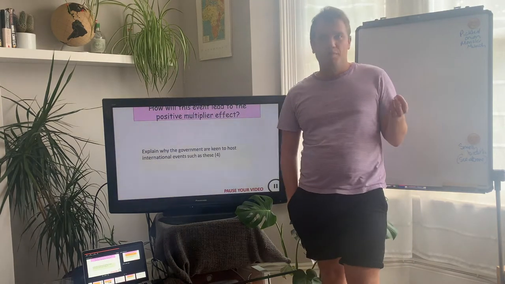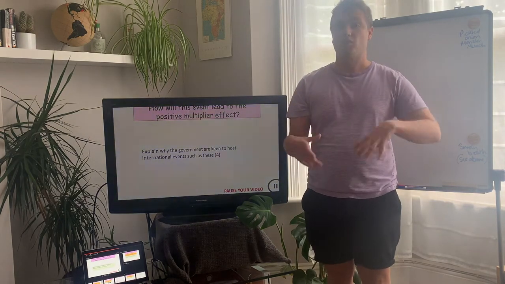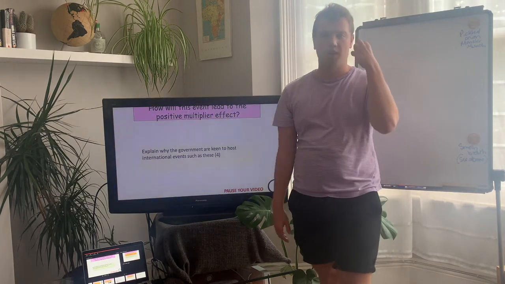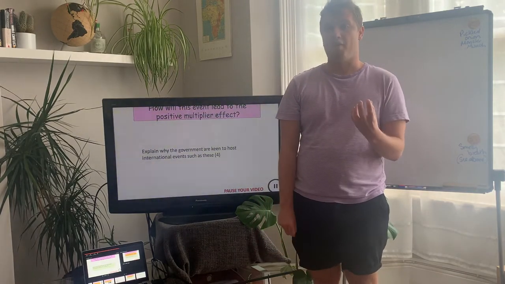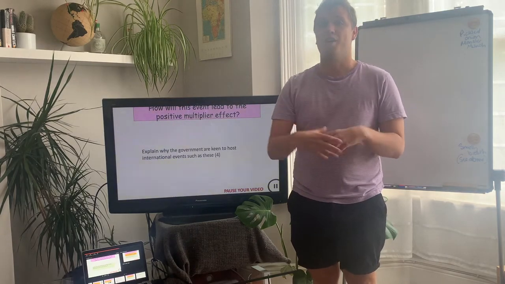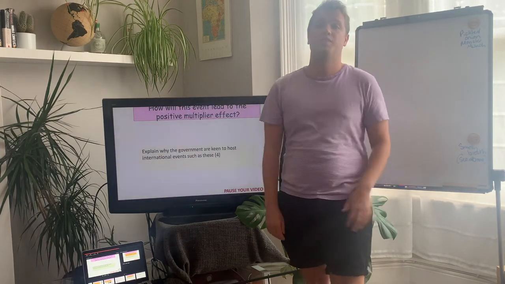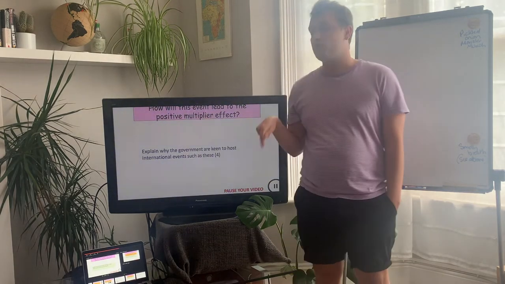So remember, the positive multiplier effect is where one thing has a positive knock-on impact on things in the surrounding area. So we looked at it in terms of a new campsite opening in the South Downs, the New Forest, where the local camp shops and pubs and cafes and supermarkets are going to benefit because of the positive multiplier effect. Because people are staying at the campsite, they're going to use the other local services.